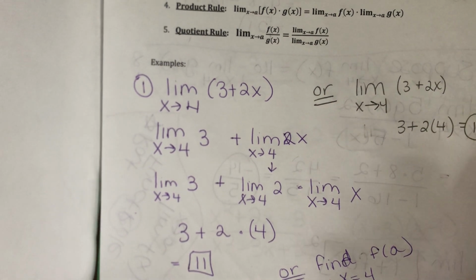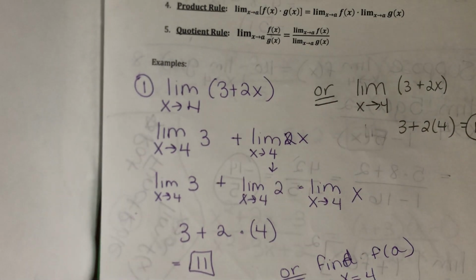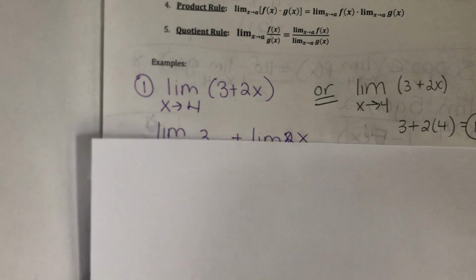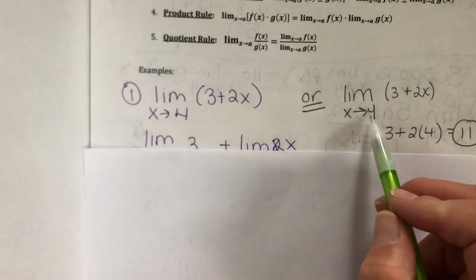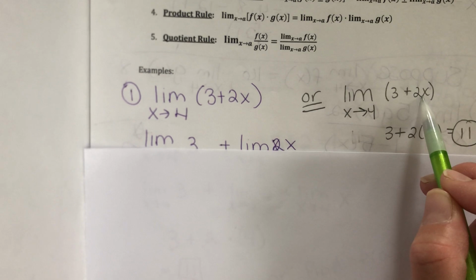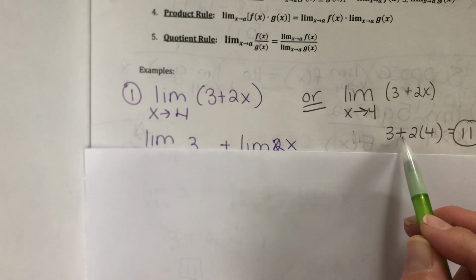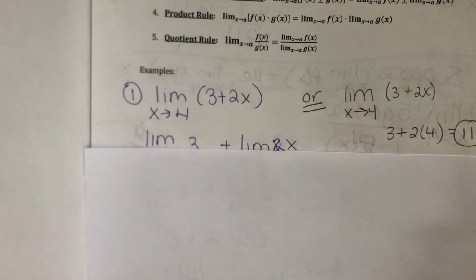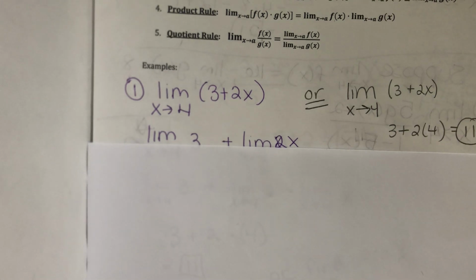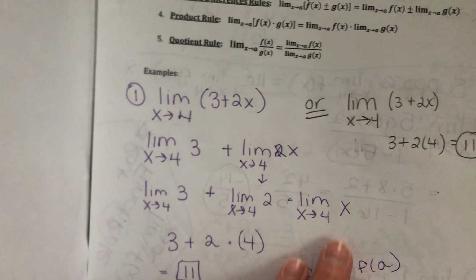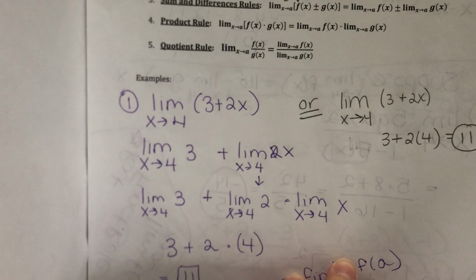Now that's kind of fancy. It takes into account all those rules up there. But even faster than that, I can just plug in the 4. So if I plug in the 4 right away over here, 3 plus 2 times 4, I also get 11. But at least the other way, you got to see those rules in action a little bit. So let me do a couple more.